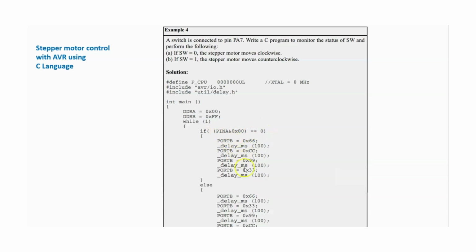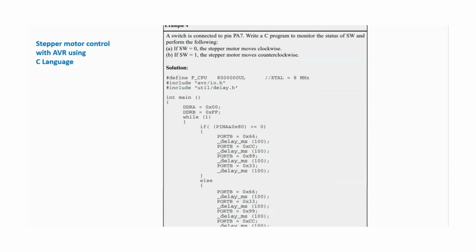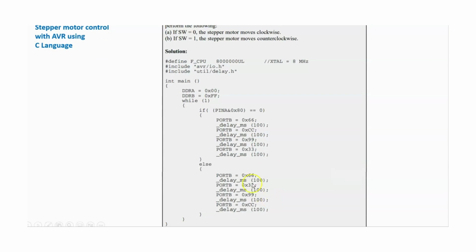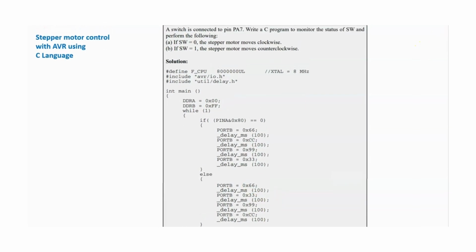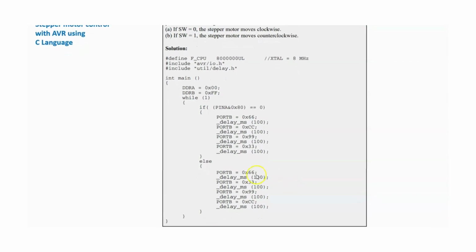So this will be the counterclockwise direction, and if the switch status is changed to 0, then the answer of this would be 1, and 1 is not equal to 0, so it will be false. So we will execute the else condition. In the else condition, the code is this one. In that code, the same four-step sequence is applied, but in the downward direction: 66, after 66, 33, 99, and CC, and now it will move in the clockwise direction.